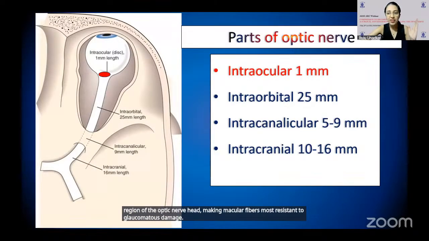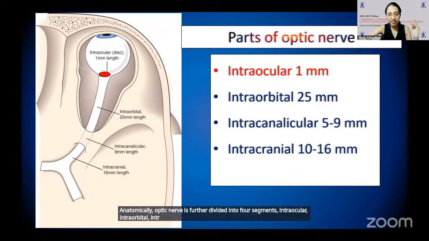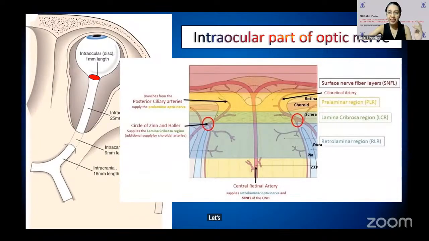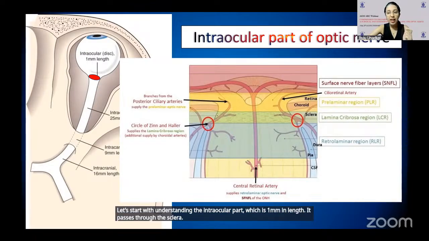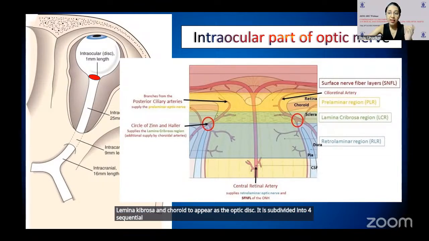Anatomically, the optic nerve is further divided into four segments: intraocular, intraorbital, intracanalicular, and intracranial. Let's start with understanding the intraocular part, which is 1 millimeter in length. It passes through the sclera, lamina cribrosa, and choroid to appear as the optic disc. It is subdivided into four sequential regions: surface nerve fiber layer, prelaminar, lamina cribrosa, and retrolaminar.